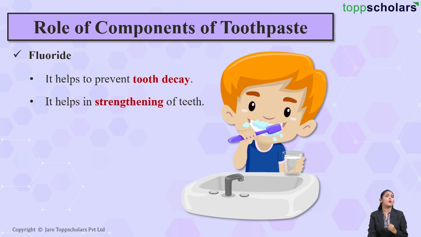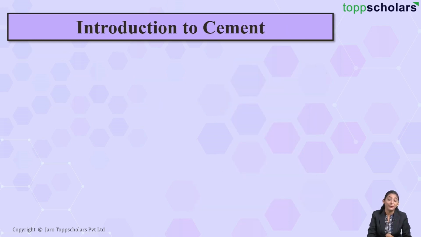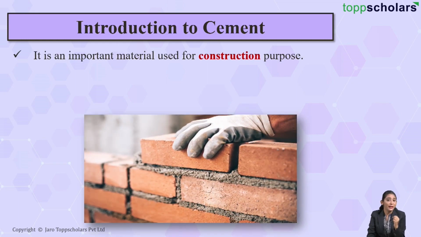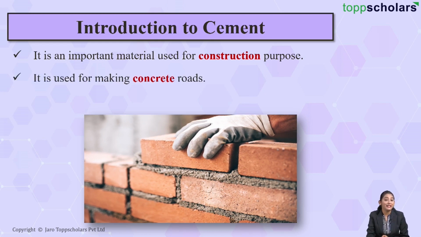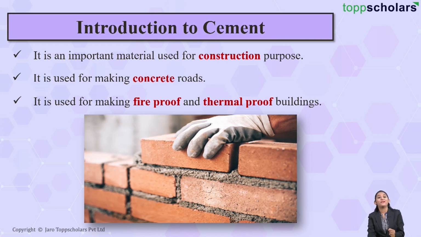Now friends, let's move on to the next substance, that is cement. What is cement, friends? Yes, cement is one of the important materials which we use for construction. Cement is also used for making concrete roads as well as for making fireproof and thermal proof buildings.